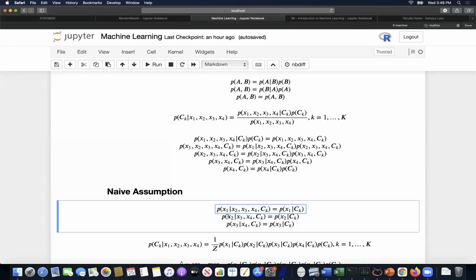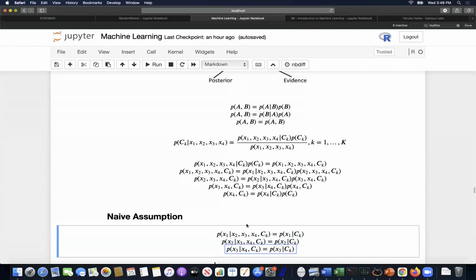That's an assumption. We do the same thing for x2. And this is yet another naive assumption. If I know ck, I don't need to know x4 for me to be able to make a prediction about x3. I'm going to stop here and try to answer a couple of questions, and then we are going to take over on Monday, the rest of it.